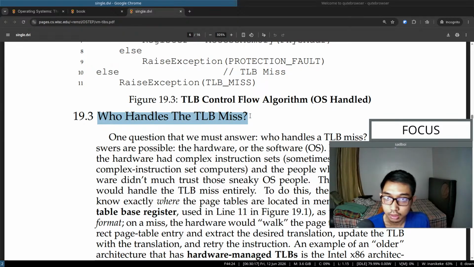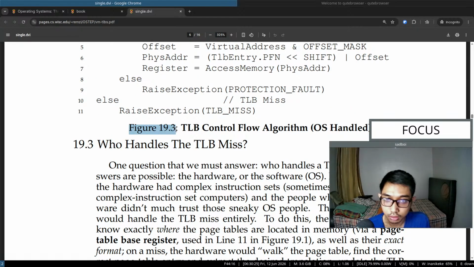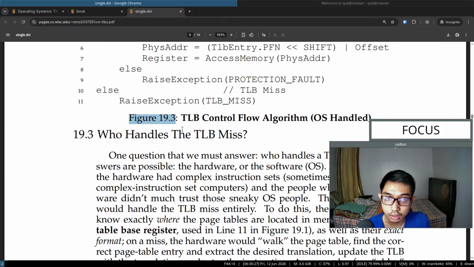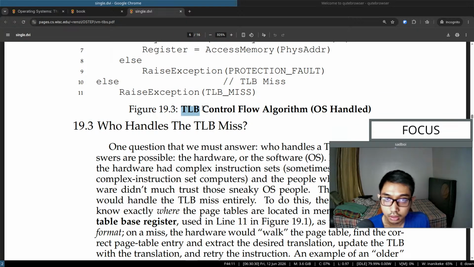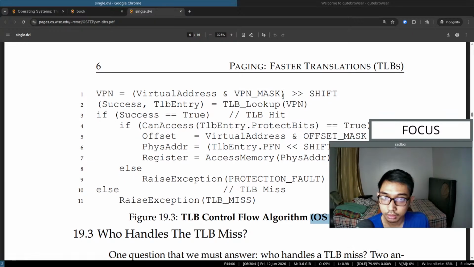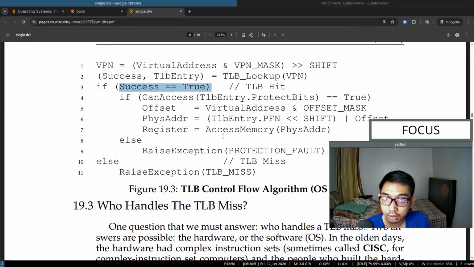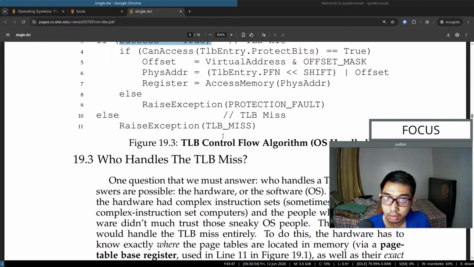Let me read this one. Who handles the translation lookaside buffer miss? Oh, there's also this figure 19.3, the TLB control flow algorithm. I assume it is handled by the operating system. Maybe. Okay, this one is the TLB hit.